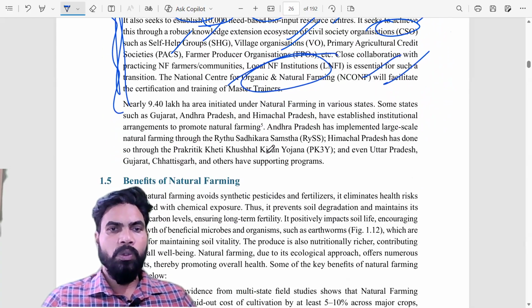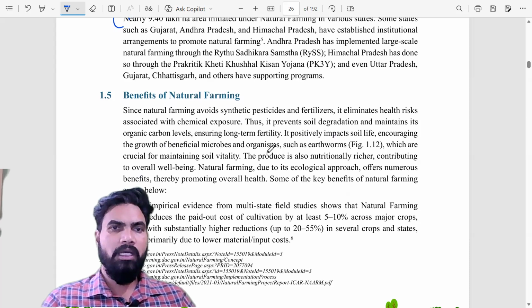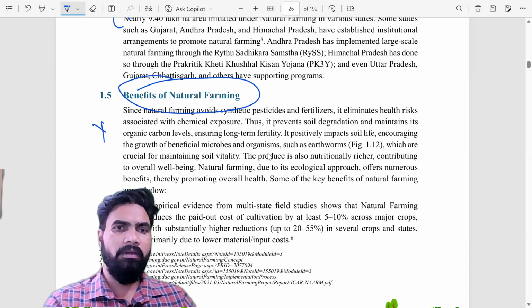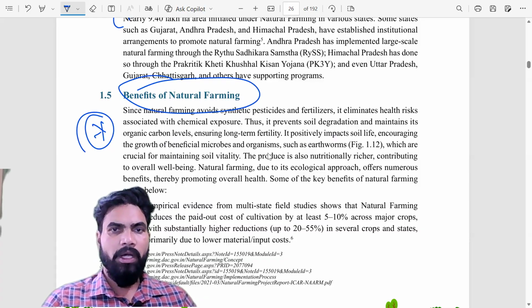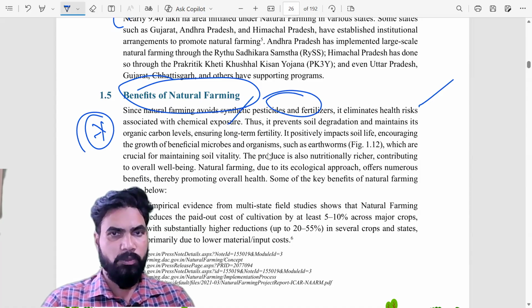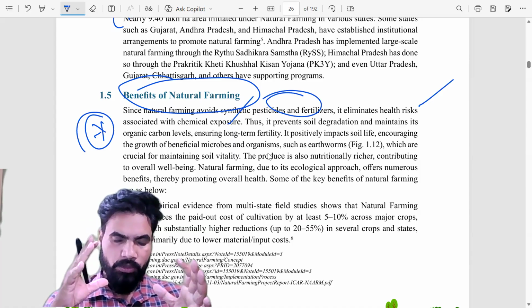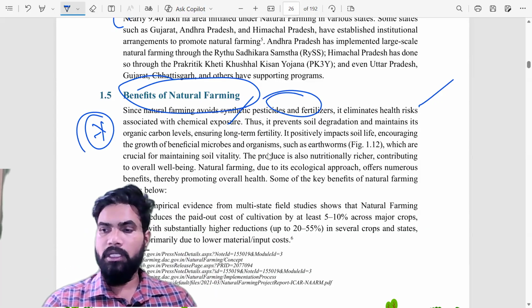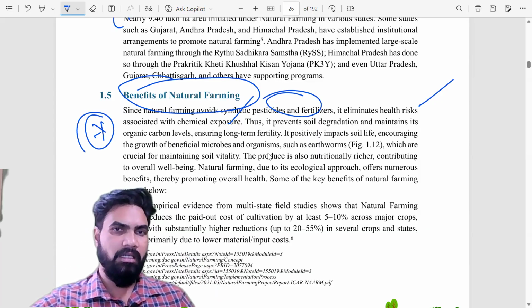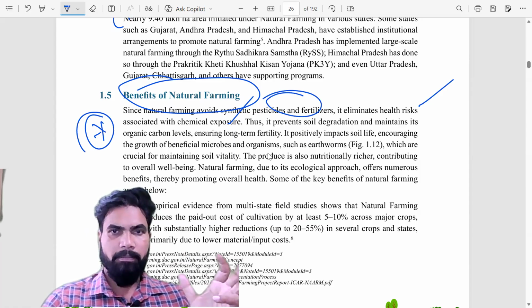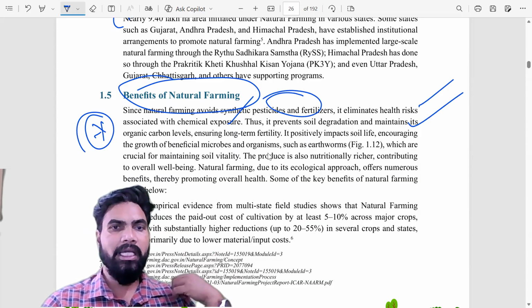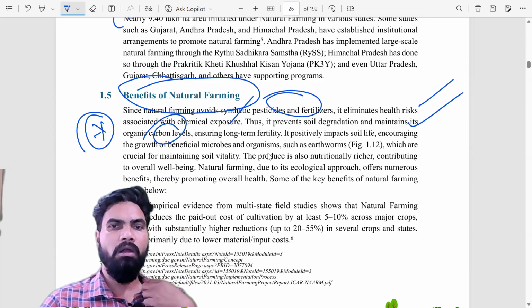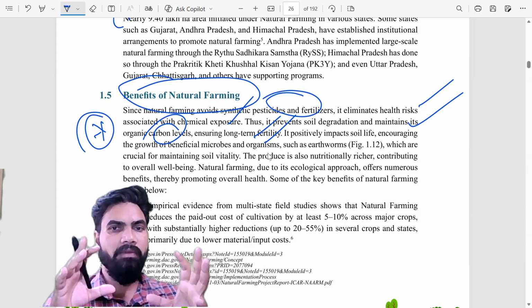Okay. So then we will go further and we will see the benefits of natural farming. Very, very important area. Since natural farming avoids synthetic pesticides and fertilizers, it eliminates the health risks that are associated with chemical exposure. You see, most of the things that we are using, fertilizers, especially the pesticides, are carcinogenic, means they cause cancer. So that danger will not be there. It prevents soil degradation also and maintains its organic carbon levels, ensuring long-term fertility. So soil degradation will be minimized.